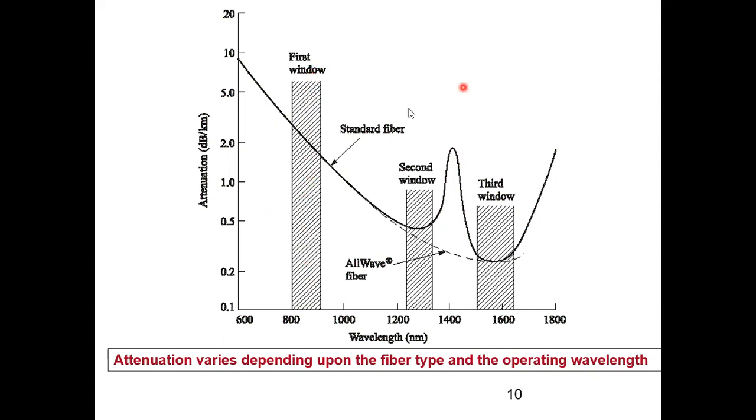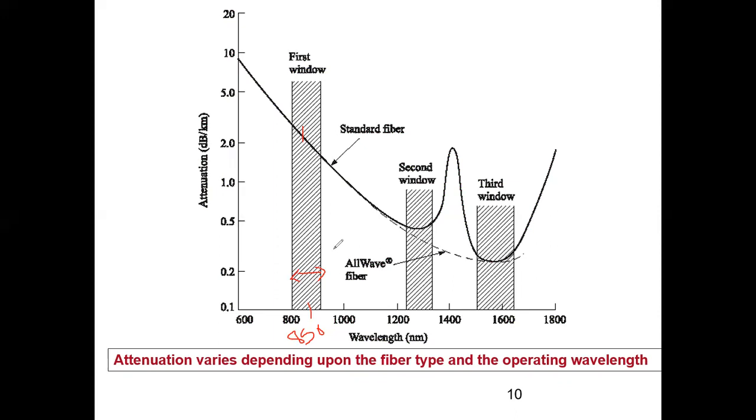So the first optical window is centered at 850 nanometer. Okay, if you remember 850. So the center is 850 nanometer, and this is the region of operation. Around 850 nanometer, we used to operate. At that time my attenuation loss was around 2 dB per kilometer.